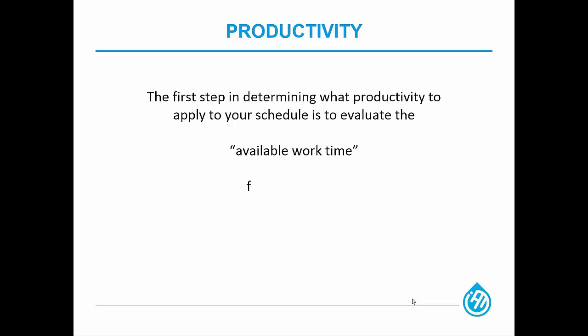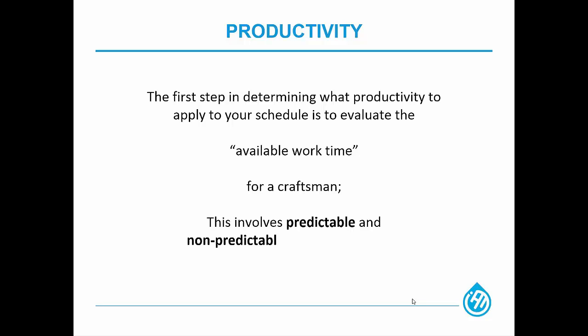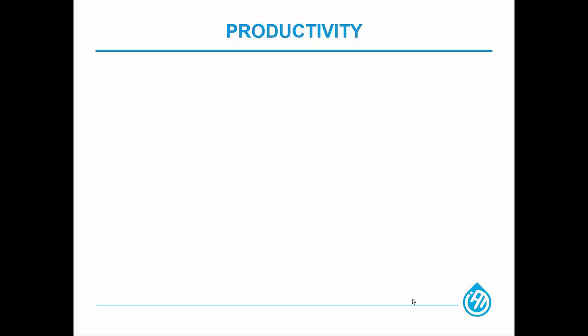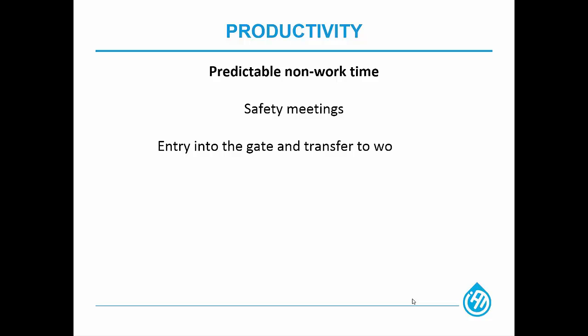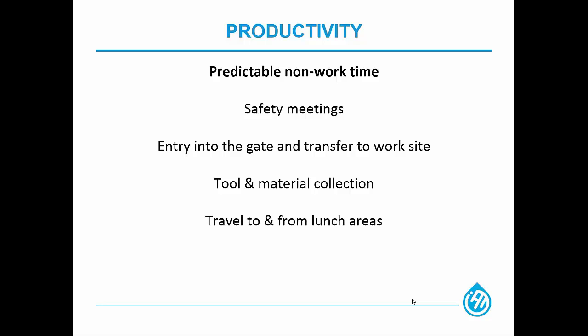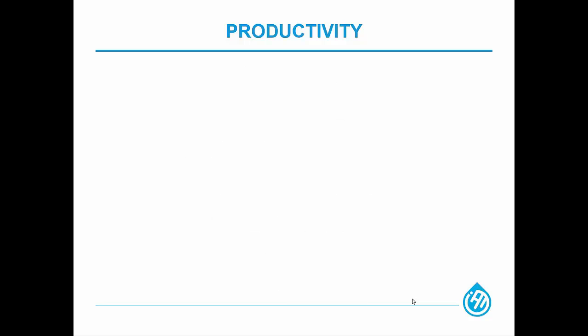This process assumes that all of your planning was calculated based on actual work time and involves both calculating the impact of predictable and non-predictable work time impacts. So examples of predictable non-work time are safety meetings, entry into the gate and transfer to the worksite, tool and material collection, travel to and from the lunch areas, returning your tools at the end of the day, and transferring from the worksite to the exit location.